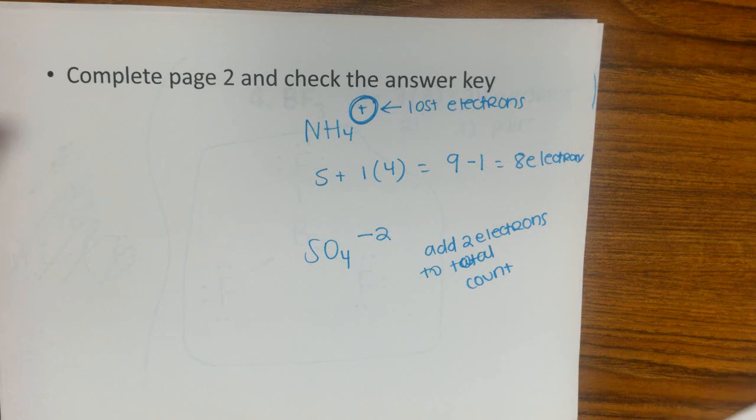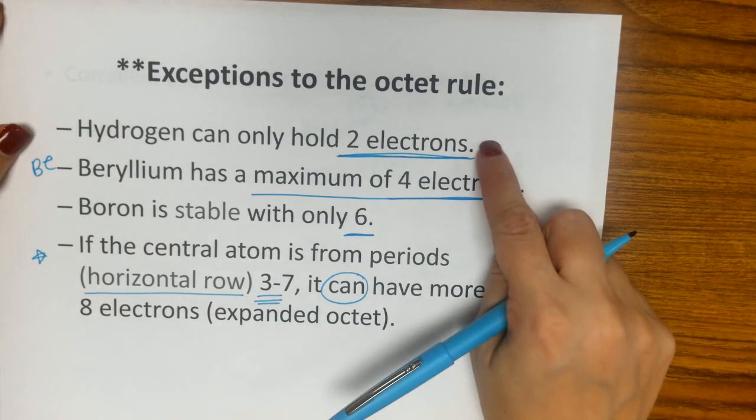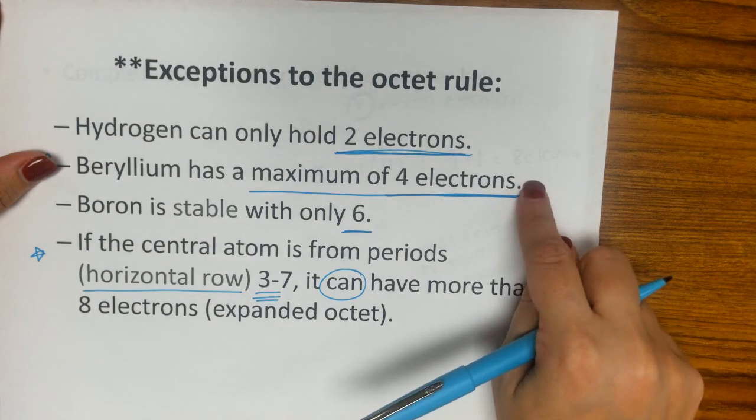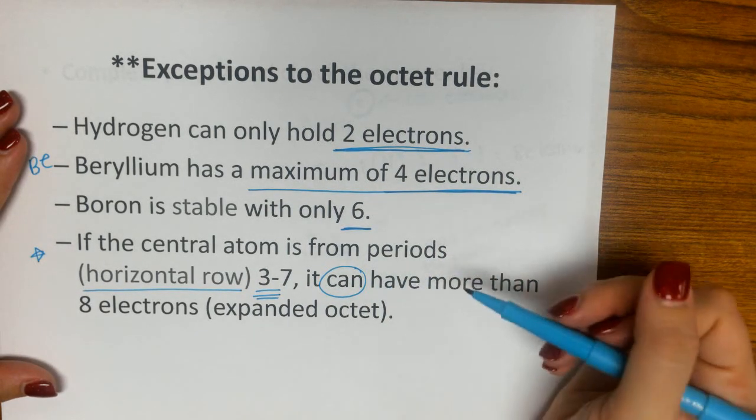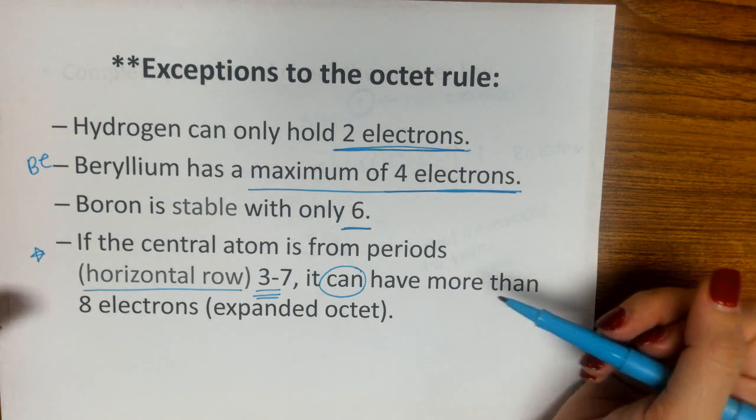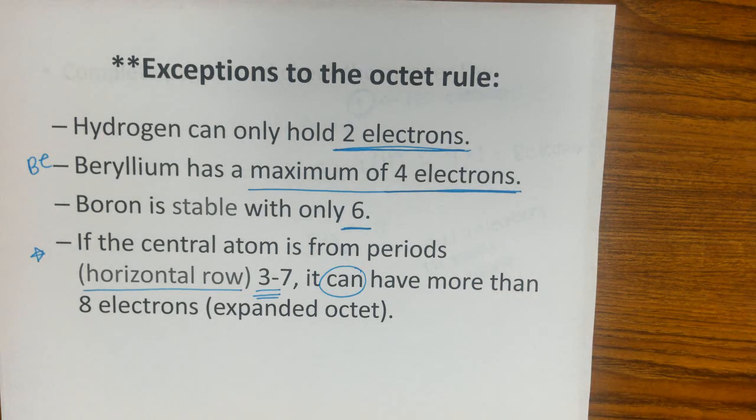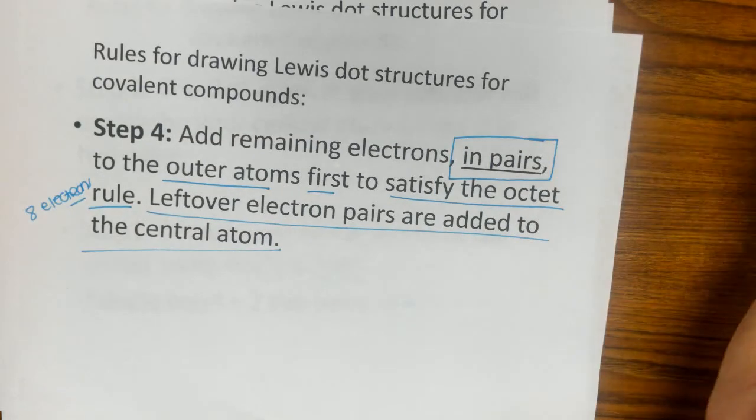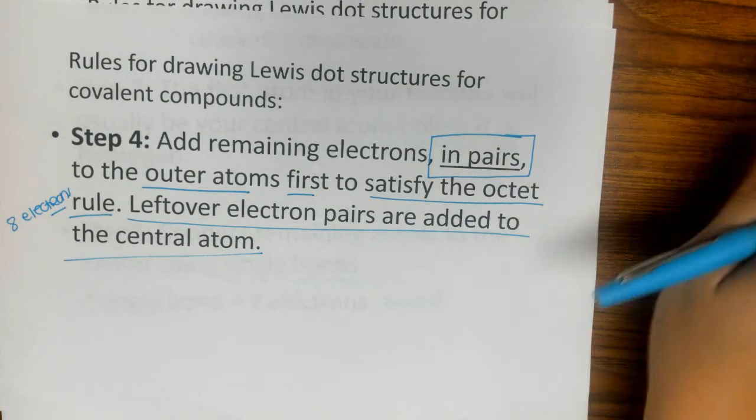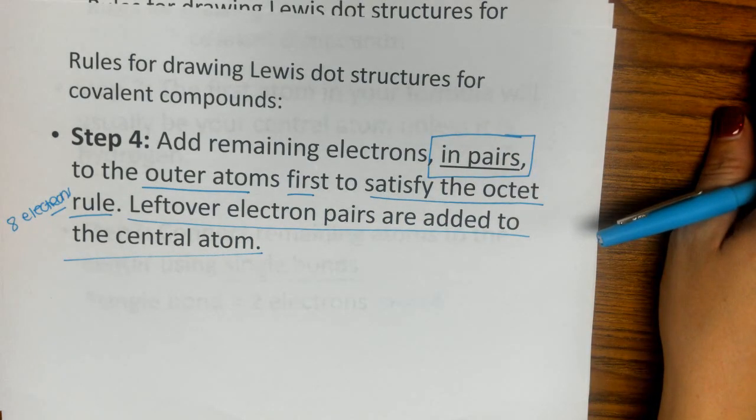And then don't forget about your exceptions. Hydrogen can have 2, beryllium has a maximum of 4, boron is stable with 6. And then if your center atoms are from row 3 through 7, it can't have more than 8 electrons. And I just want you to go through and start drawing them following the steps. If you go in order, you won't mess it up, I promise. As long as you count right and you literally follow them. If I were you, draw 3 and then check the key with Miss Nagley to make sure you're doing them right, because that would suck if you did them all wrong.